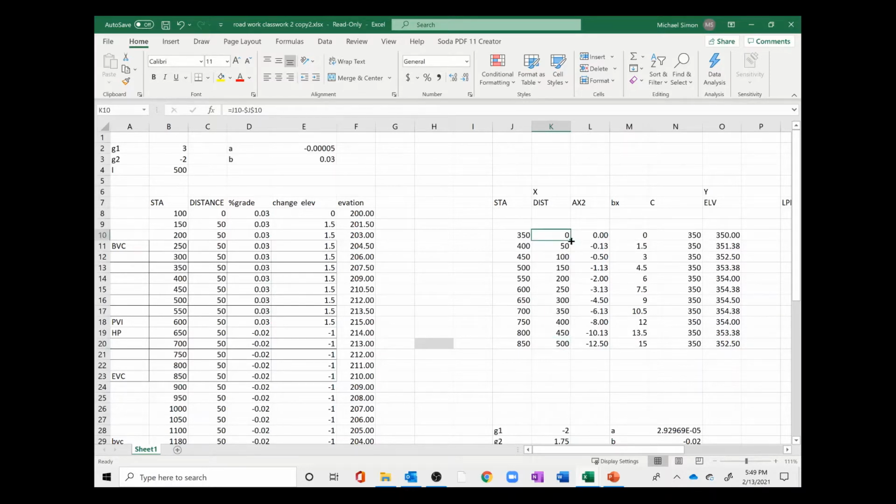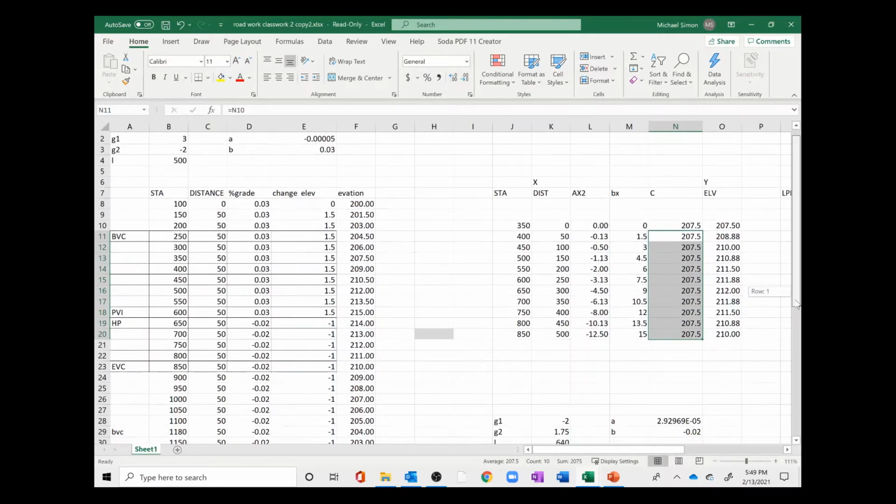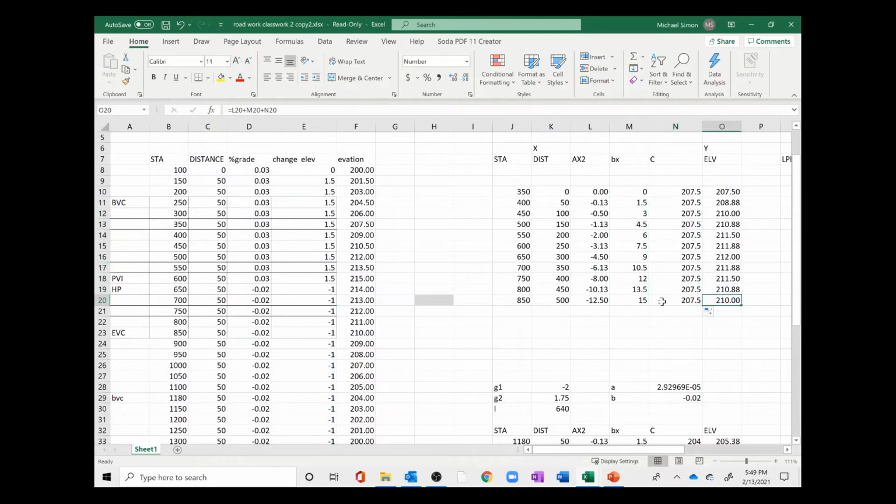Let's bring this all the way down. 500 feet. Okay. You also have the elevation at station C is 350. That should be the station of it. So it's station elevation at station 350. Here's 350. This should be 207.5. 207.50. And that would be the same all the way down. And that should take you to 210 at 850.